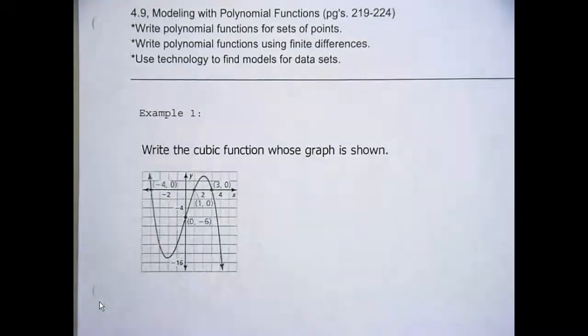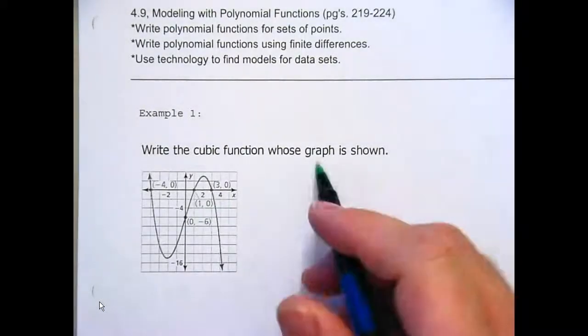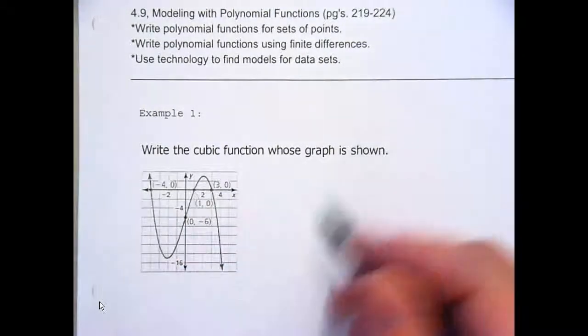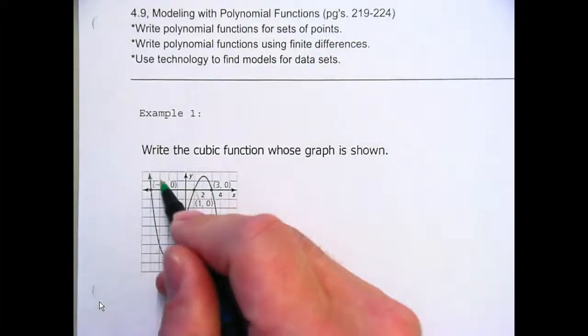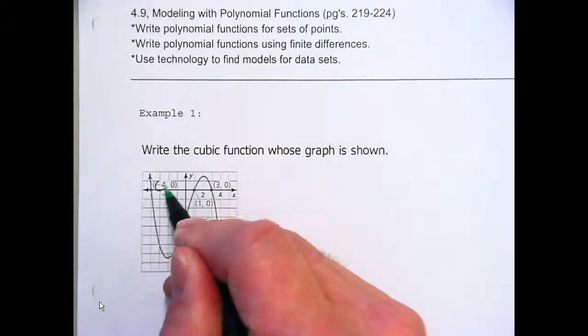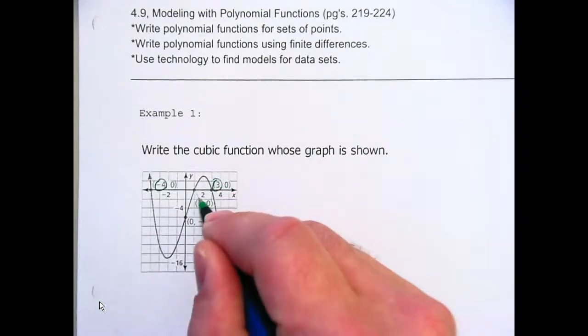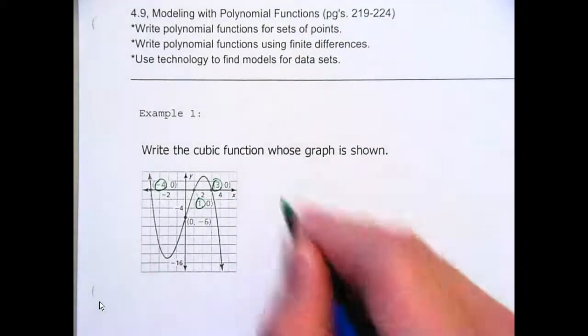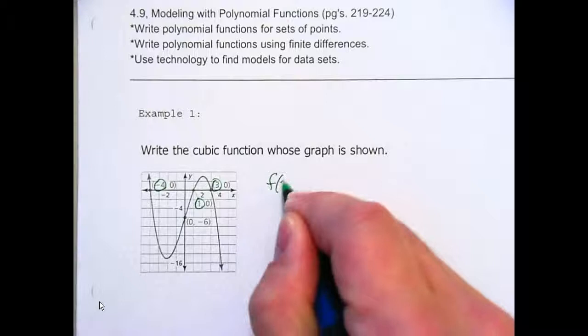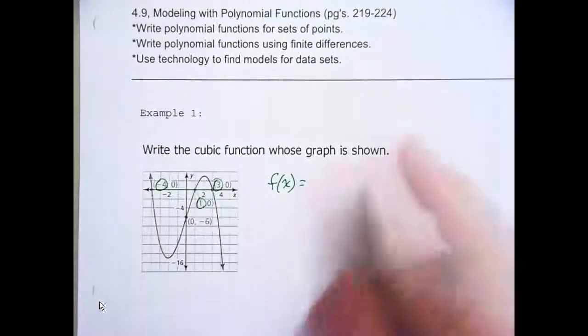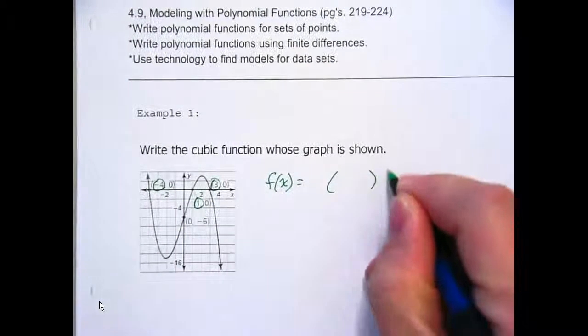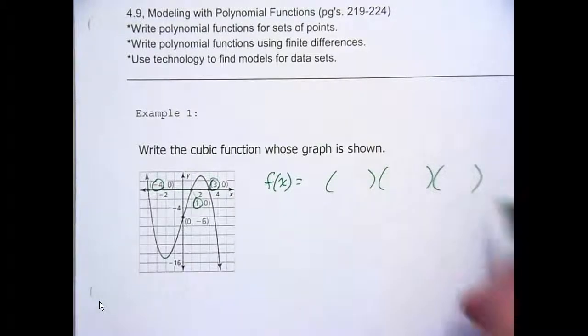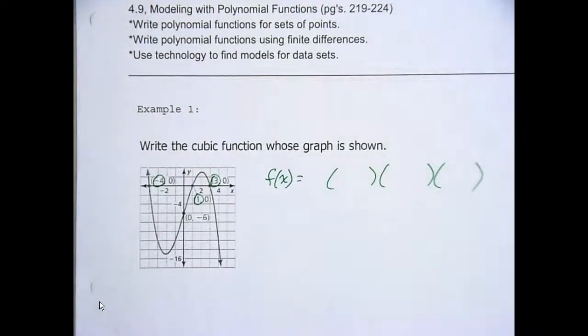Hey, so the first thing, we're going to use the x-intercepts. Need your attention back up here. We're going to use the x-intercepts to write a function. This is a cubic. So the x-intercepts, we have an x-intercept of -4, we have an x-intercept of 3, and we have an x-intercept of 1. I want you to write that in factored form, what they give you there, based on those zeros.